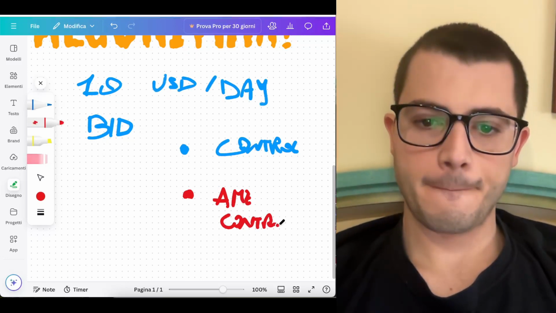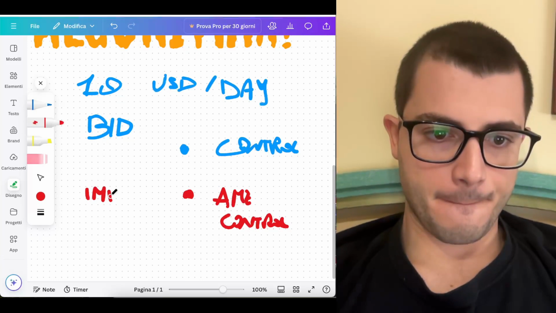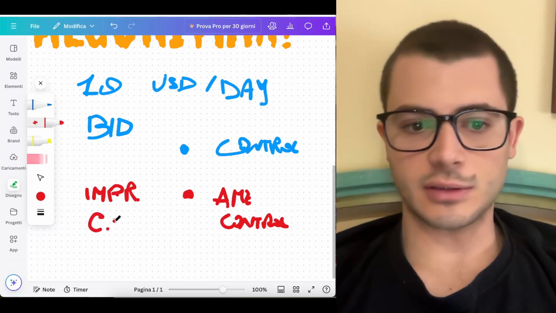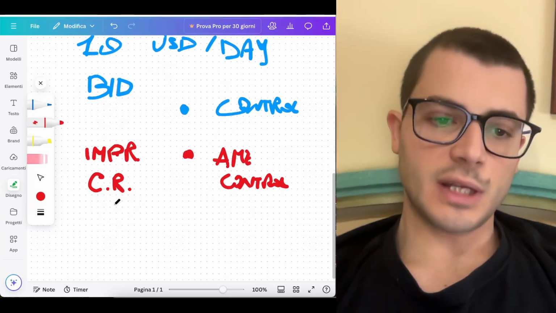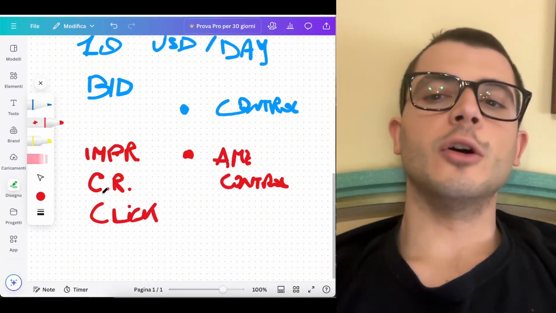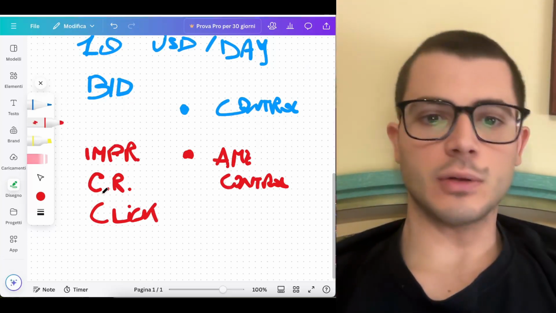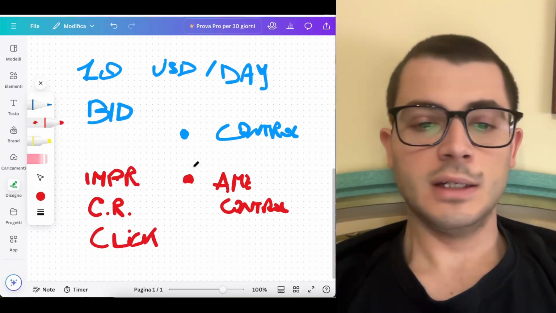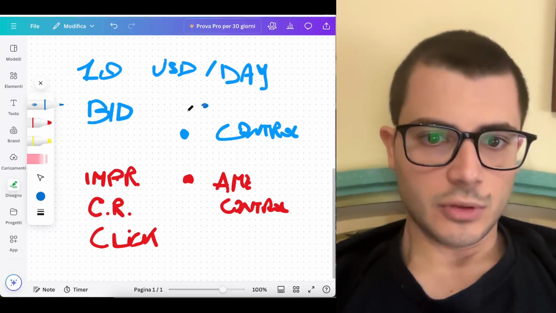That is what controls the impressions, the conversion rate, and the clicks. Of course, the conversion rate is the customer that buys, so it's not Amazon, but it's to make you understand. Otherwise, we have a third color, and it's a mess. So blue and red. It's good to write with this.